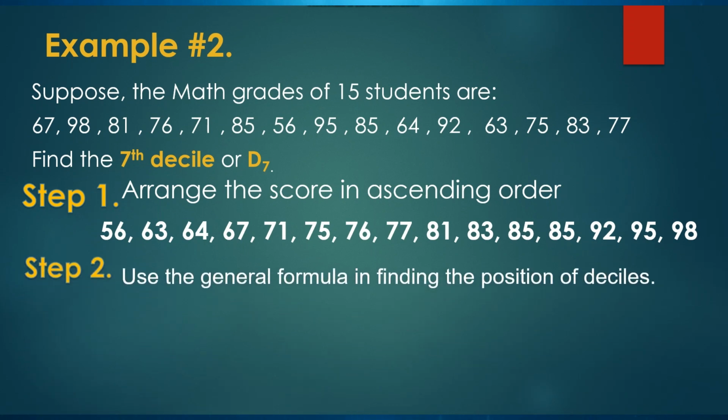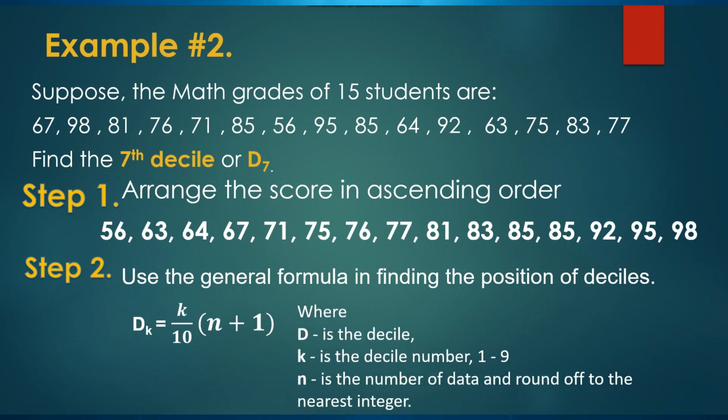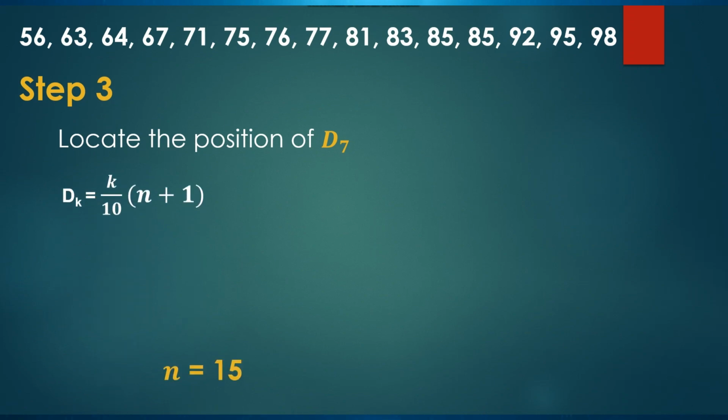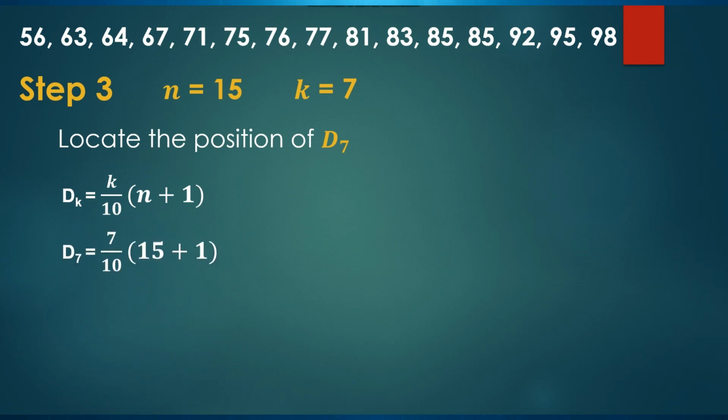Step 2, use the general formula in finding the position of deciles. So we have D sub k is equal to k over 10 times n plus 1, where D is the decile, k is the decile number 1 to 9, n is the number of data, and round off to the nearest integer. Step 3, locate the position of D7. Using the formula, our n is equal to 15, our k is equal to 7. So we have 7 over 10 times 15 plus 1. 15 plus 1 is equal to 16. Then we multiply 7 times 16, which is equal to 112, divided by 10.